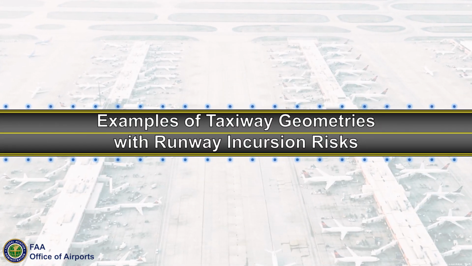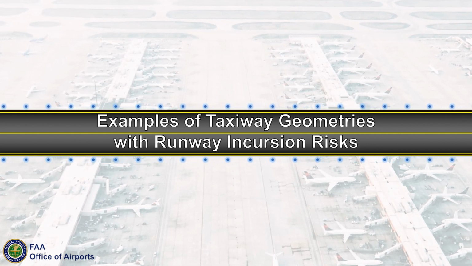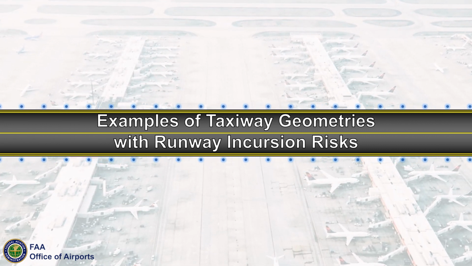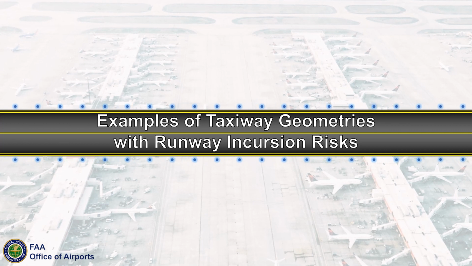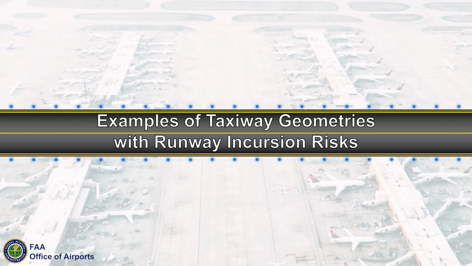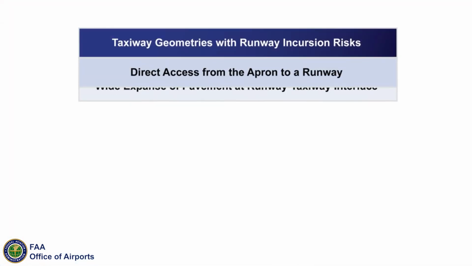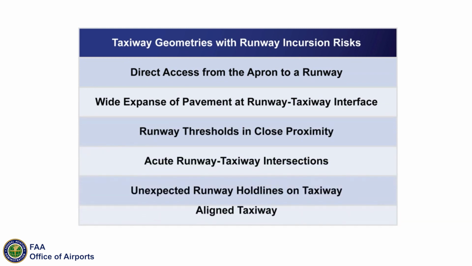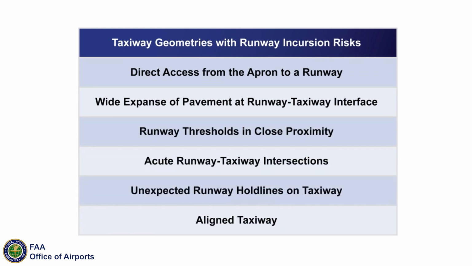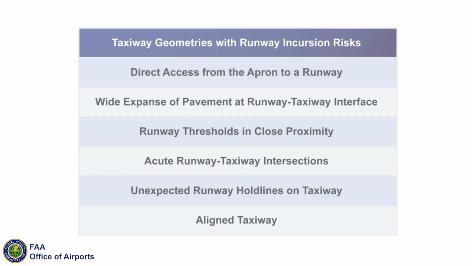This section presents common examples of taxiway geometries with runway incursion risks and illustrates best practices for airfield design to mitigate the potential for runway incursions. This video addresses these 6 common taxiway geometries shown that are often associated with runway incursion risks. The resources listed at the end of this video describe additional runway incursion issues and mitigation strategies not included in this video.